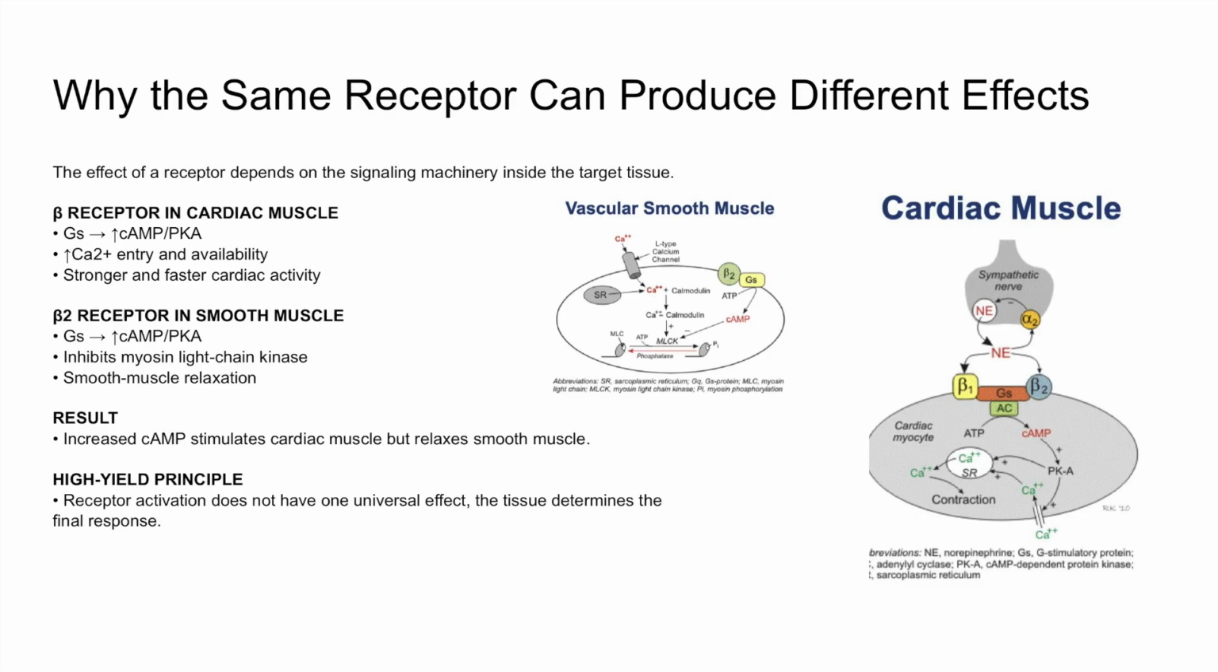In cardiac muscle, PKA increases calcium entry and calcium availability, producing faster and stronger cardiac activity. In smooth muscle, however, PKA inhibits myosin light chain kinase. Without adequate myosin phosphorylation, smooth muscle relaxes. So this explains why beta-1 stimulation increases cardiac contraction while beta-2 stimulation produces bronchodilation and vasodilation. The high-yield principle is that a second messenger does not have one universal physiological effect. Always identify the receptor, the tissue containing it, and the downstream proteins present in that tissue.